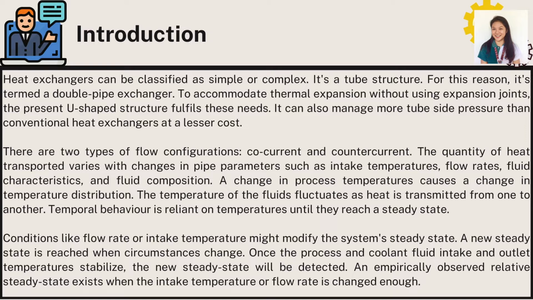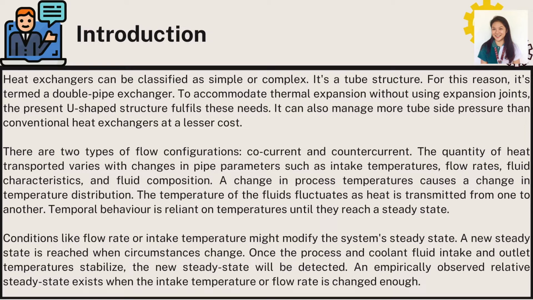Now, allow me to start with the introduction. The double pipe heat exchanger is one of the simplest types of heat exchangers. This is a concentric tube construction. It is called a double pipe exchanger because one fluid flows inside a pipe and the other fluid flows between that pipe and another pipe that surrounds the first.